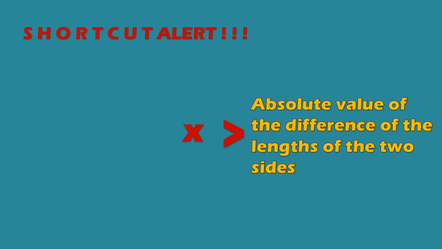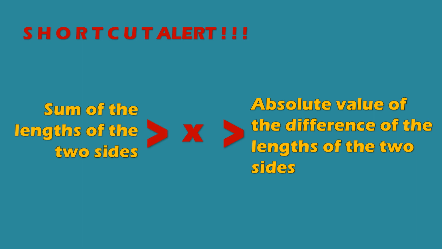We now have the shortcut in finding the permissible range of the length of the third side of a triangle given the lengths of the two sides. We let x be the third side, and this must be greater than the absolute value of the difference of the lengths of the two sides, but less than the sum of the lengths of the two sides.